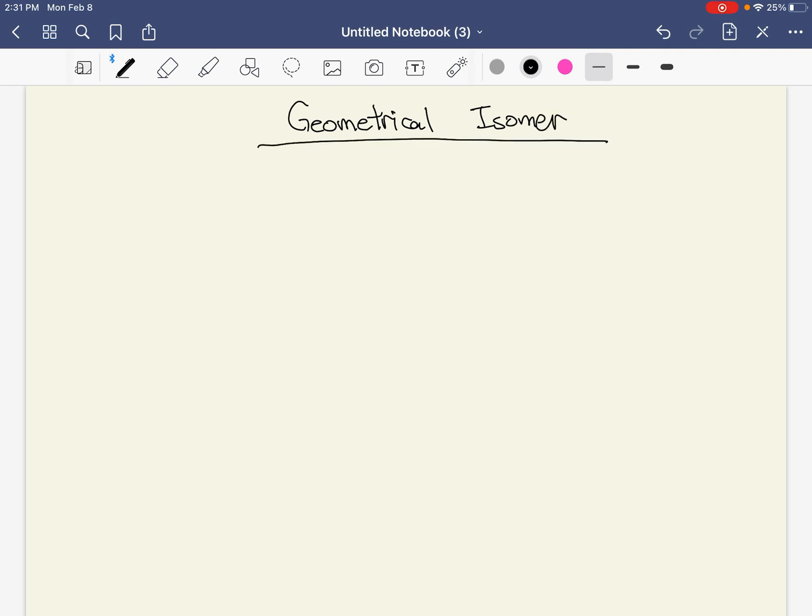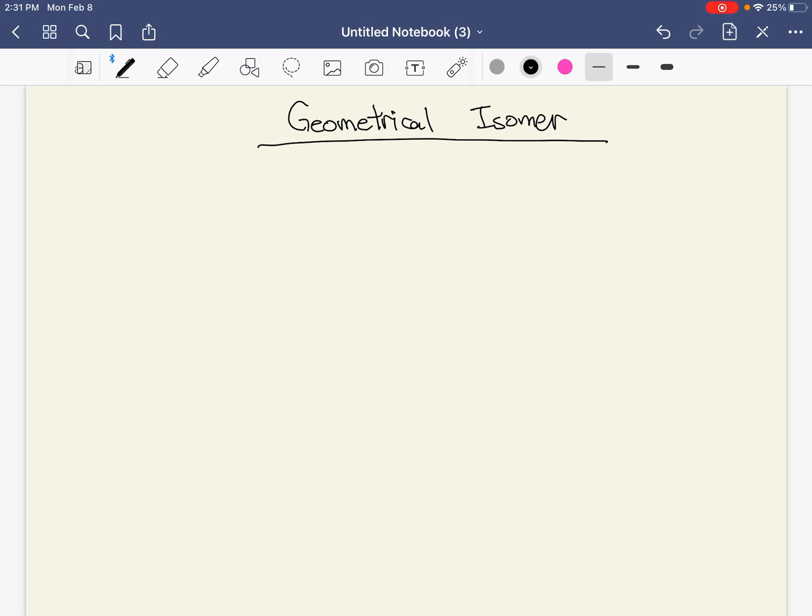Okay? All the isomers that you've looked at so far are called structural isomers. It's because they differ structurally. No kidding. But then there are some of these isomers that do not differ structurally, but geometrically. What do you mean by that? Well, what I mean by that is location of substituents.